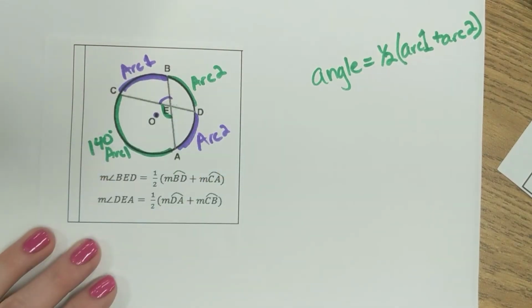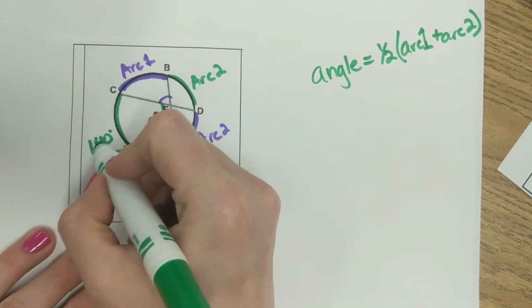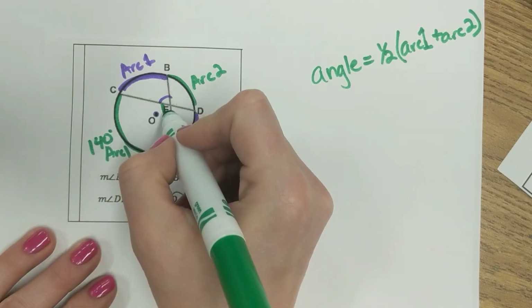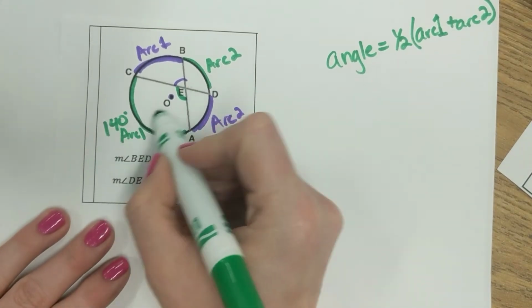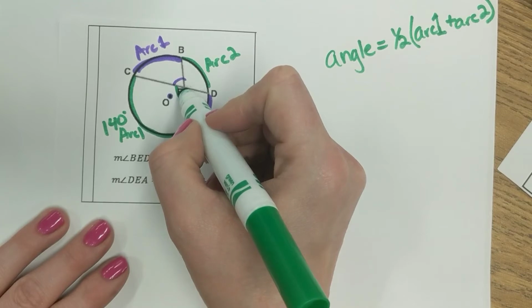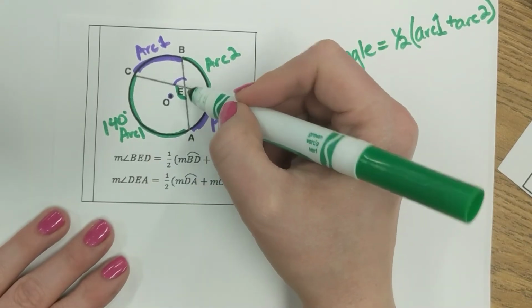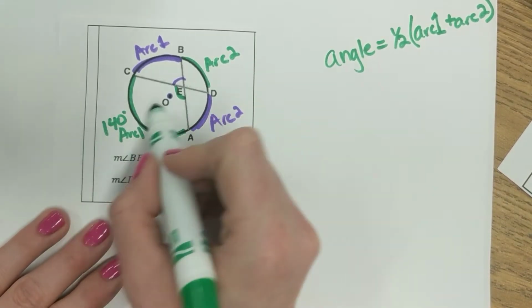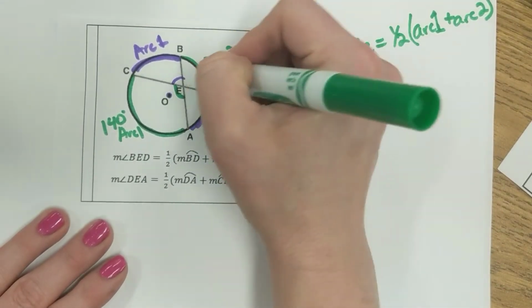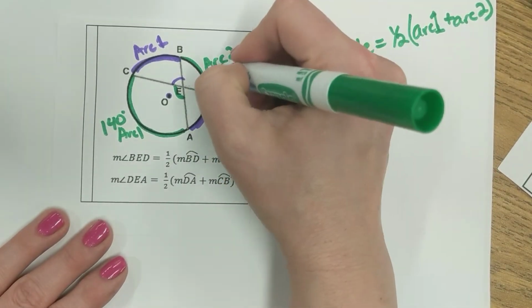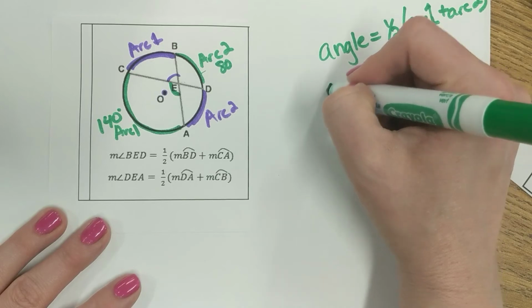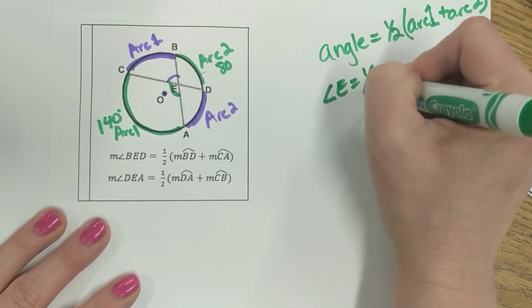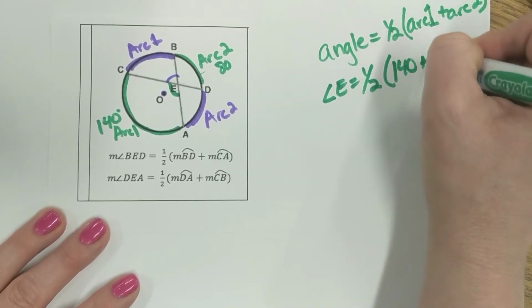That's way too big for that, but that's fine. That doesn't mean that this E would be the same as 140. It also doesn't mean that E would be 1/2 of 140 because this is not an inscribed angle and it's not a central angle. So you can't use the 140 to find this unless you also have arc 2, let's say that's 80. So then I would know that angle E equals 1/2 of 140 plus 80, and you could solve that.